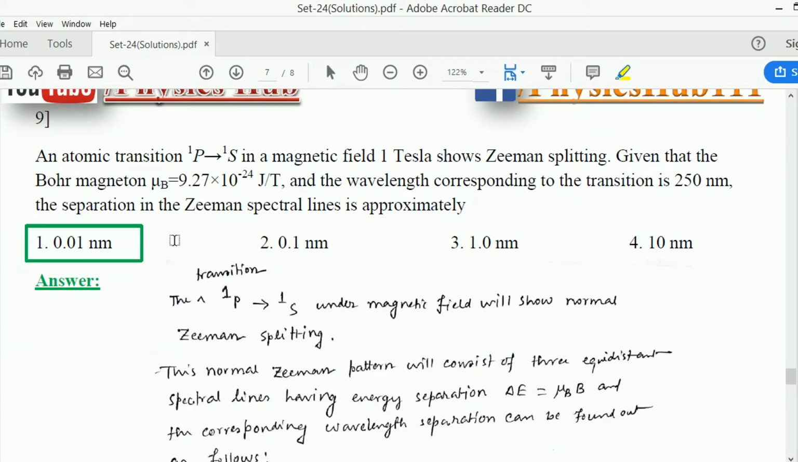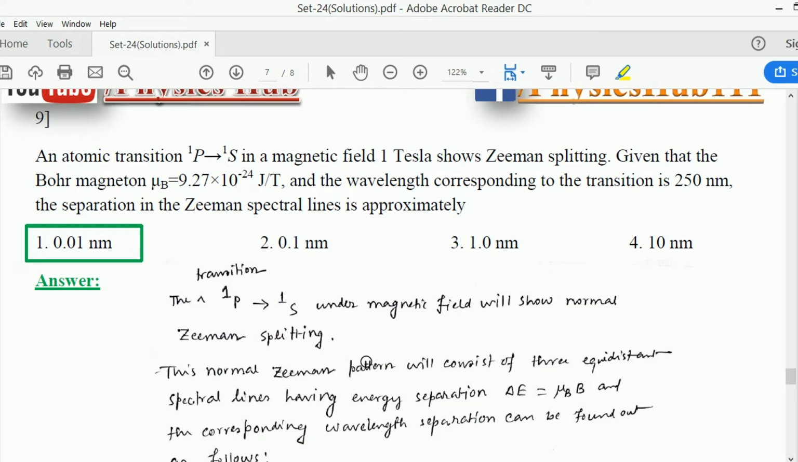Question number 9. An atomic transition 1P to 1S in a magnetic field of 1 Tesla shows Zeeman splitting. Given that the Bohr magneton mu_B equals 9.27 times 10 to the power minus 24 joule per Tesla, and the wavelength corresponding to the transition is 250 nanometer, the separation in the Zeeman spectral lines is approximately. So this is the transition 1P to 1S under a magnetic field, and this will show the normal Zeeman effect.